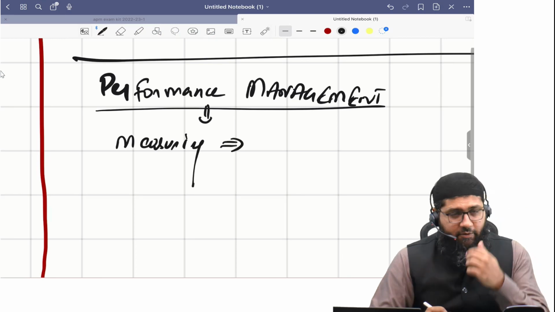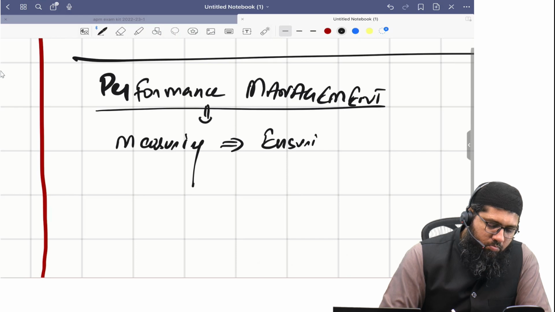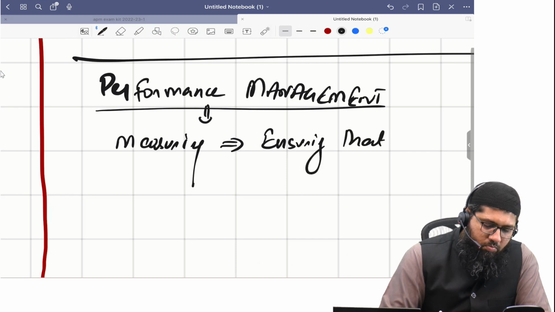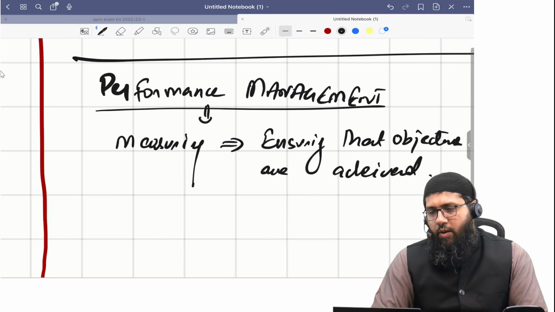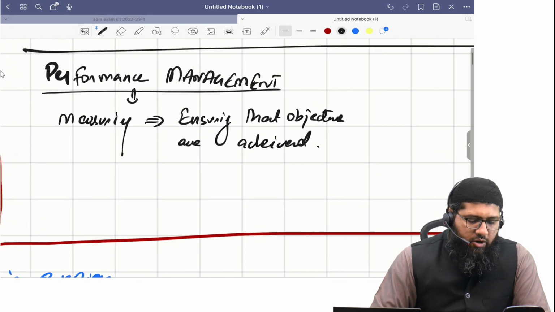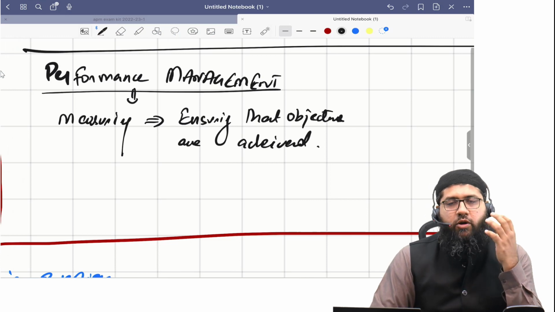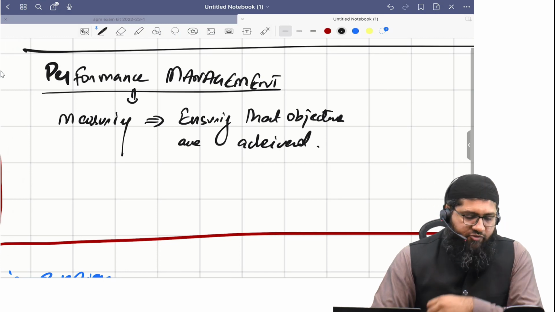It's about measuring the performance plus ensuring that objectives are achieved. The objectives or goals of the organization are achieved. When we talk about performance management, you have to make sure that the objectives or goals of the organization are being achieved, right? Now try to understand something.